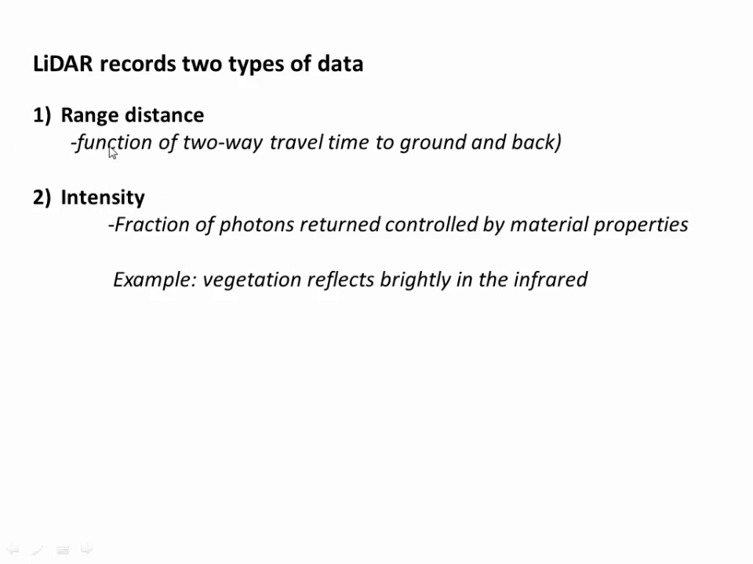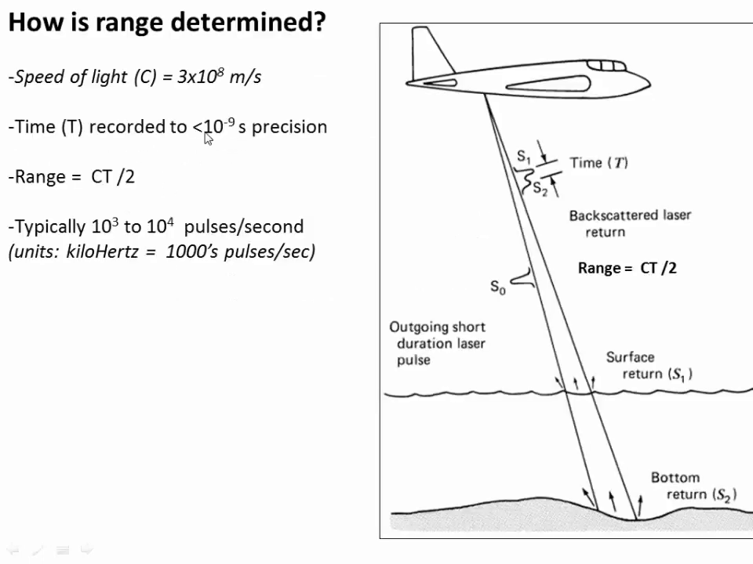So let's look at a couple examples here. We'll do range first. So range is determined by the two-way travel time, okay? And these photons are, of course, traveling at the speed of light, or c. And the range then is given by the speed of light times the travel time. So that gives you distance in meters divided by 2, given that it was a two-way travel time.